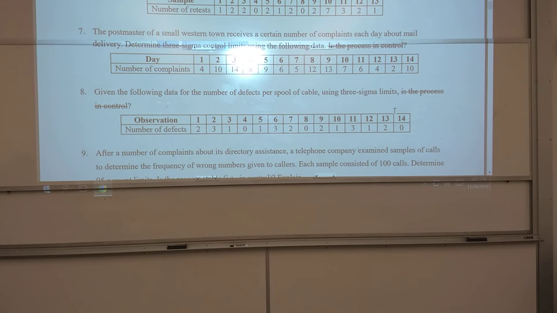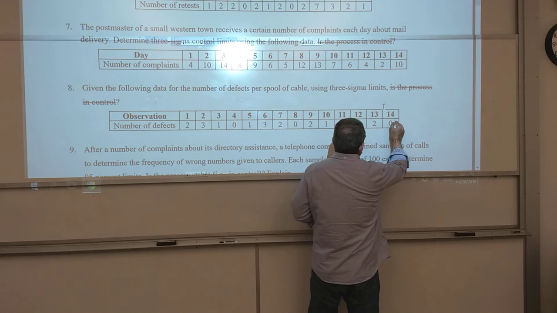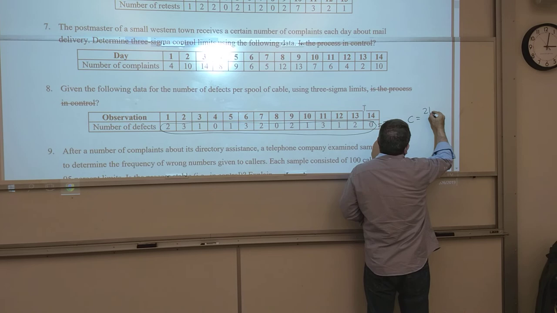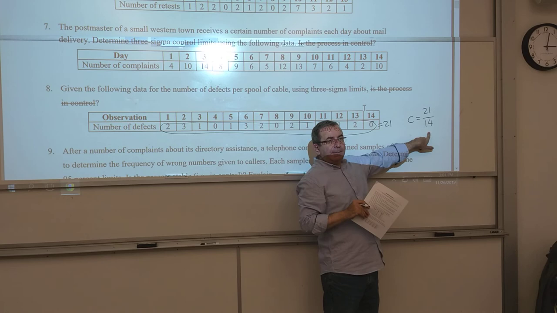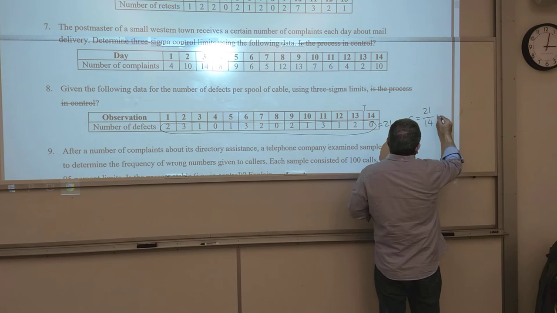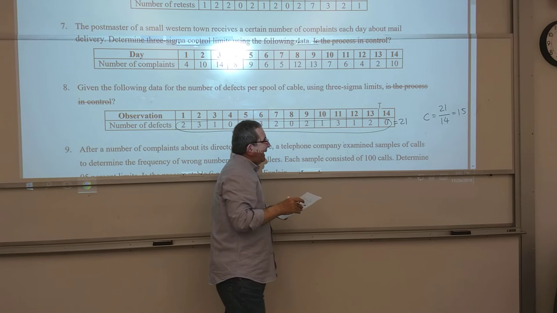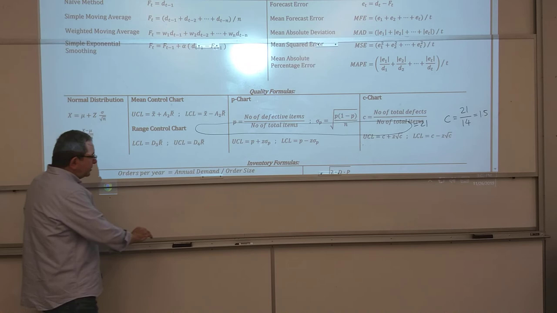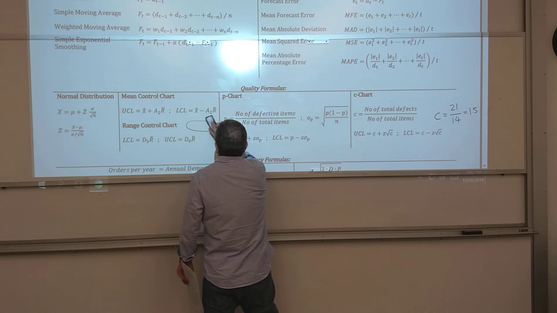And when we add these up, the number of defects adds up to 21. Okay, the C ratio will be, there are 21 defects in 14 products. So C ratio will be 1.5. And then we can use the formula sheet to calculate the upper and lower control limits.